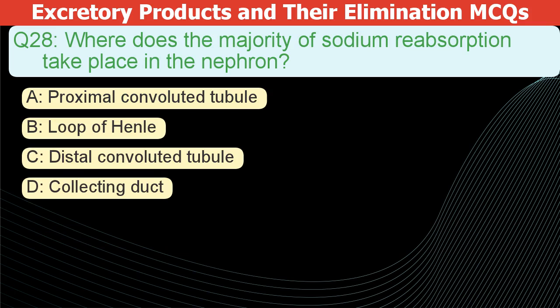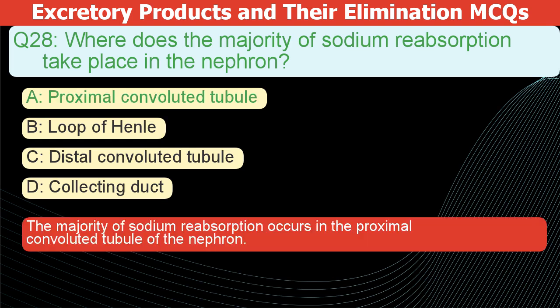Where does most sodium reabsorption happen in the nephron? A. Proximal convoluted tubule. B. Loop of Henle. C. Distal convoluted tubule. D. Collecting duct. The correct answer is A. The majority of sodium reabsorption occurs in the proximal convoluted tubule of the nephron.